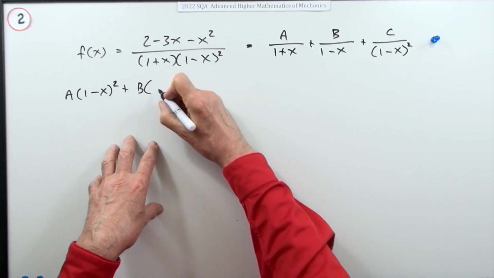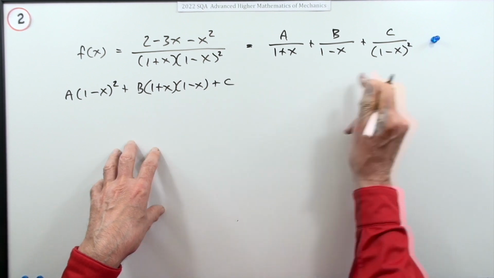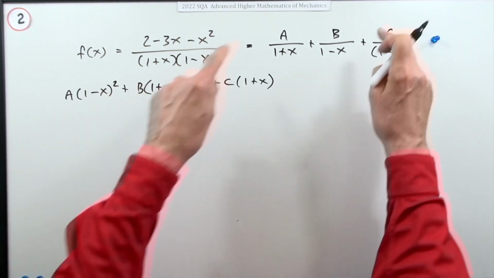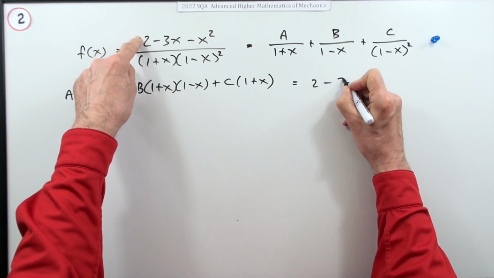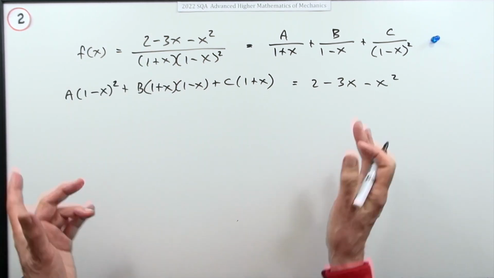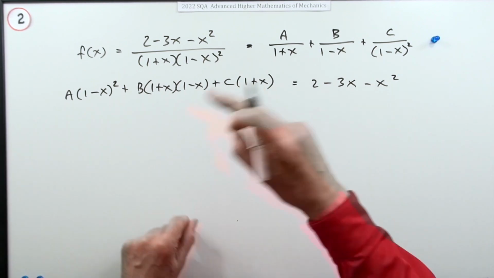B will need one of each of those. C just needs that. That would be the new numerator up here, and that should equal this. Now normally that would be the next mark, but there's only 3 marks altogether, so what they're saying in the marking scheme is, right, doing that and getting the first of the answers.